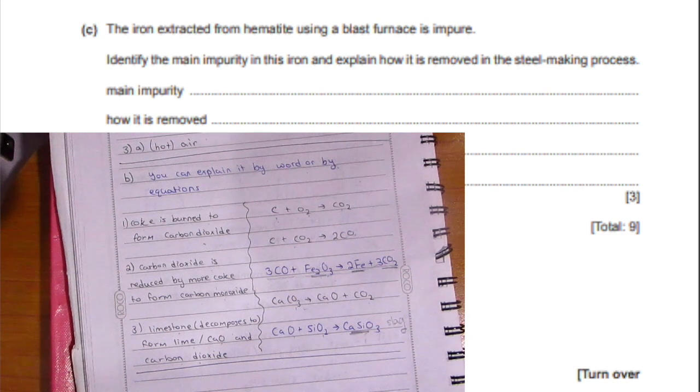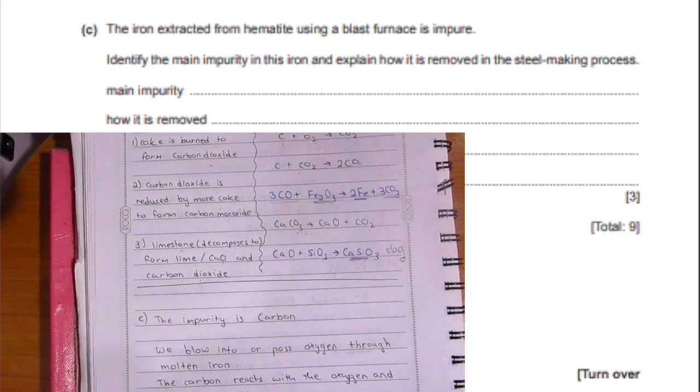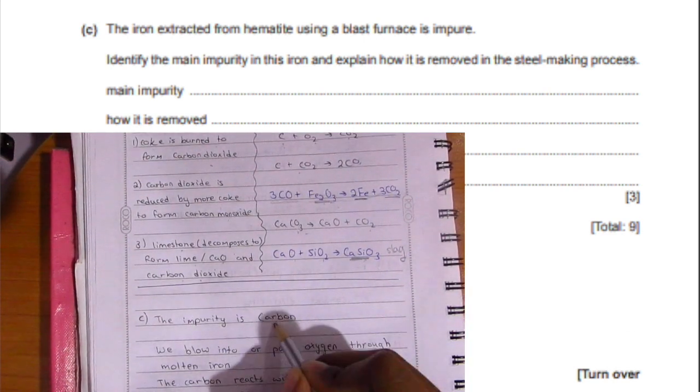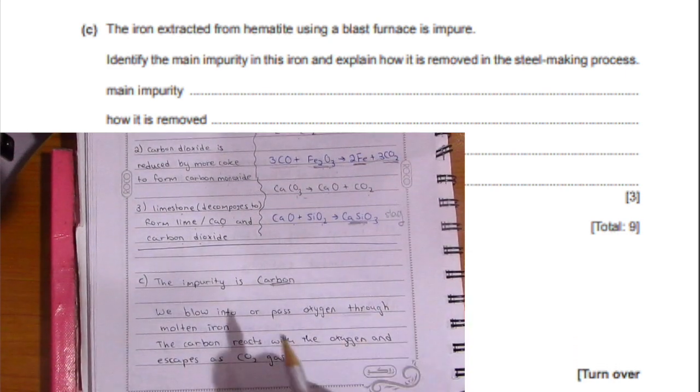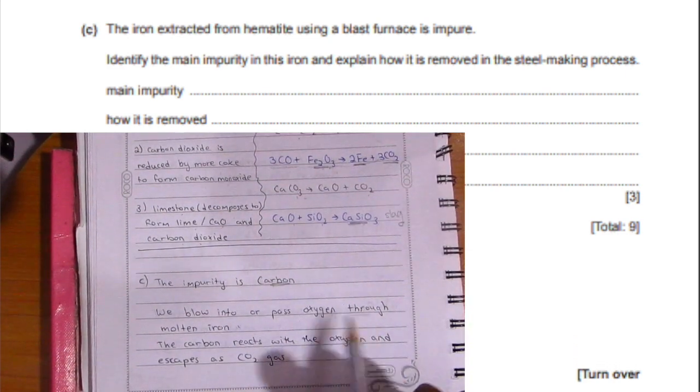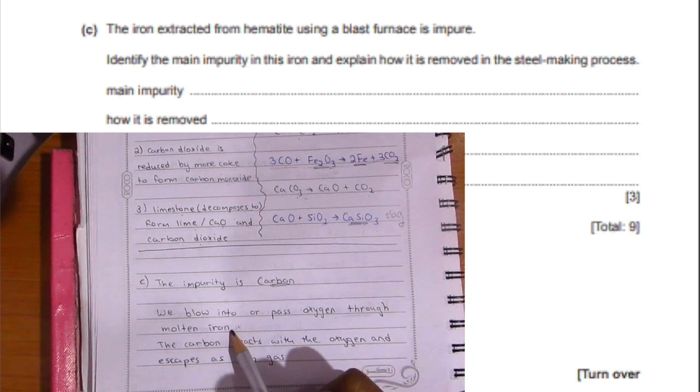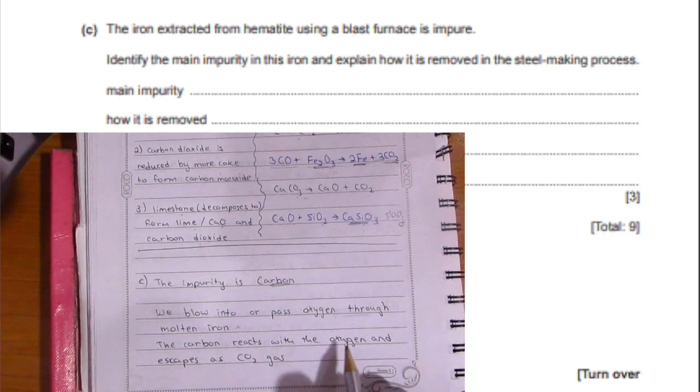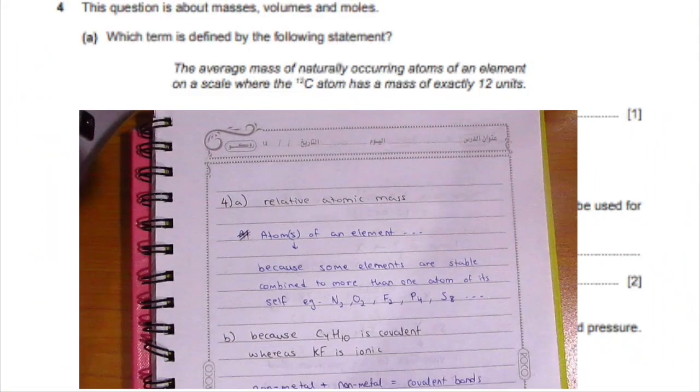Now for part C, they asked us to find the main impurity. The main impurity in this is carbon. And we can get rid of it by blowing or passing oxygen through the molten iron, and then the carbon reacts with the oxygen and it forms carbon dioxide gas, which escapes. So then it's purified.